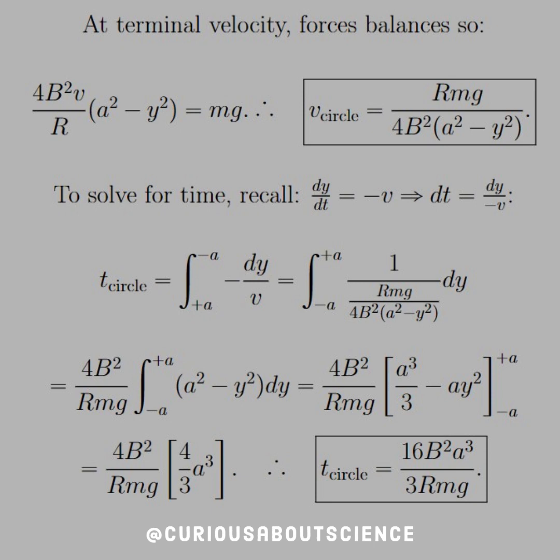Okay, clearly dividing by a fraction is the same as multiplying by the reciprocal. And then the 4B squared over RMg is a constant, so we just pull it out. And we're left with a squared minus y squared dy. Again, this is a simple integral, so just plug it on through. You see we get 4/3 a cubed, and thus the time for the circle is equal to 16B squared a cubed over 3RMg. Pretty fun, but definitely be aware that your geometry will make or break this problem.